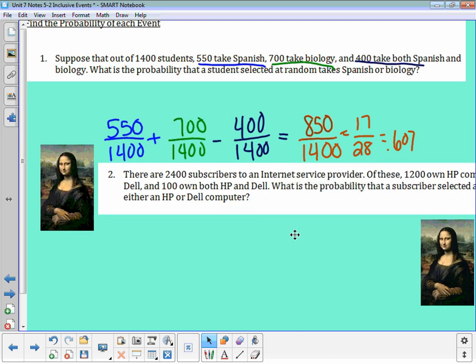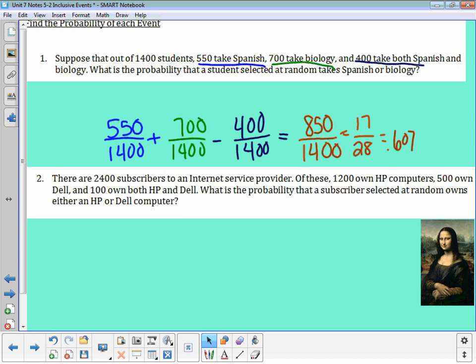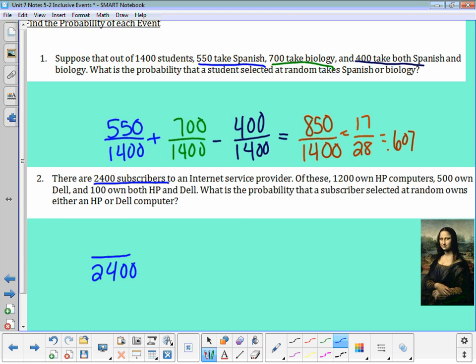Let's take a look at this next one. There are 2,400 subscribers to an internet service provider. Of these, 1,200 own HP computers, 500 own Dell, and 100 own both HP and Dell. What is the probability the subscriber selected owns either an HP or a Dell computer? Well, here, this 2,400 subscribers, that's my total. That's my total on the bottom for all of them. That's the total number of people that are subscribing to a computer service.